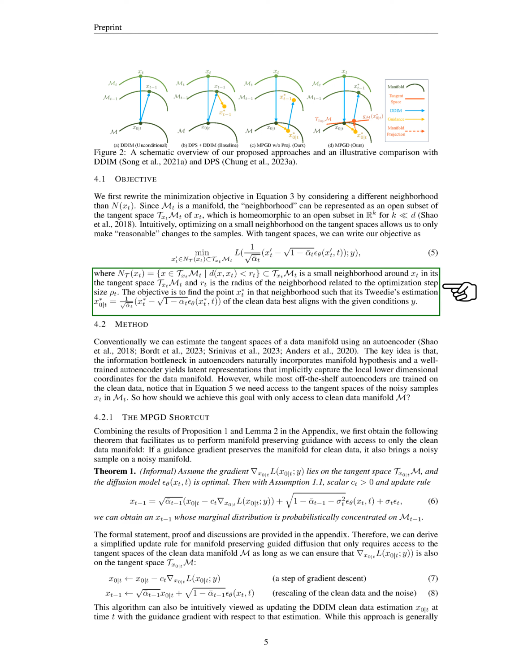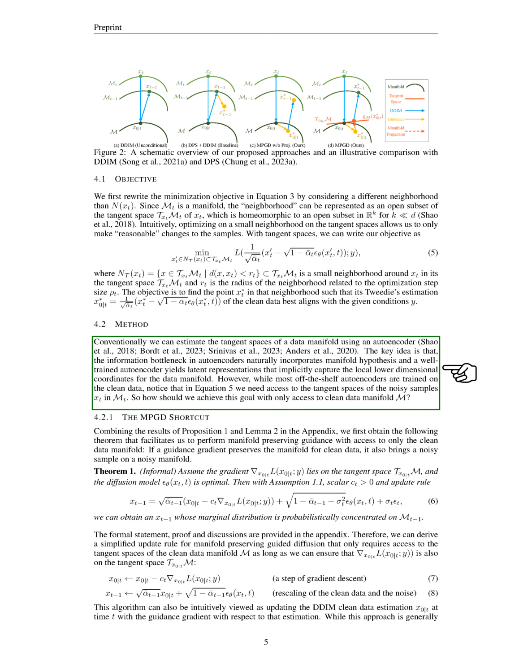They then define a small neighborhood around a point in its tangent space and set a goal to find a point in that neighborhood that best aligns with the given conditions. The paper then discusses how to estimate the tangent spaces of a data manifold using an autoencoder. The authors explain that the information bottleneck in autoencoders naturally incorporates the manifold hypothesis, and a well-trained autoencoder yields latent representations that implicitly capture the local lower dimensional coordinates for the data manifold.